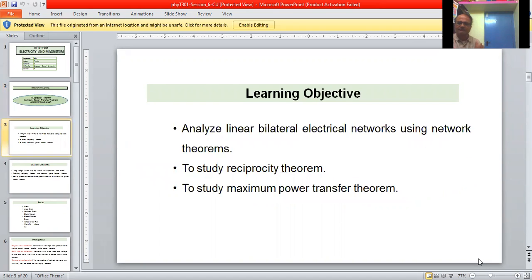So here, the learning objectives are to analyze linear bilateral electrical networks using network theorems, to study the reciprocity theorem, and to study the maximum power transfer theorem.